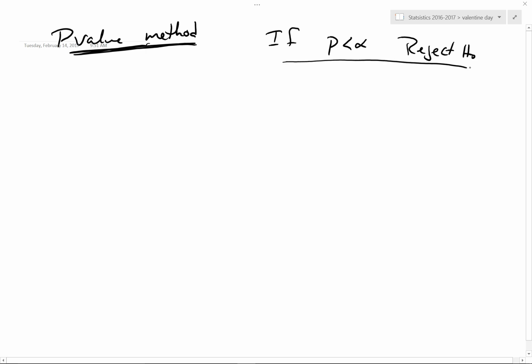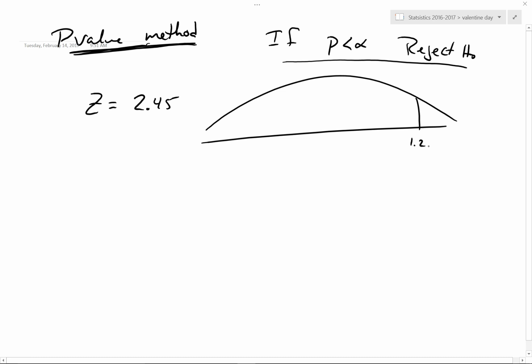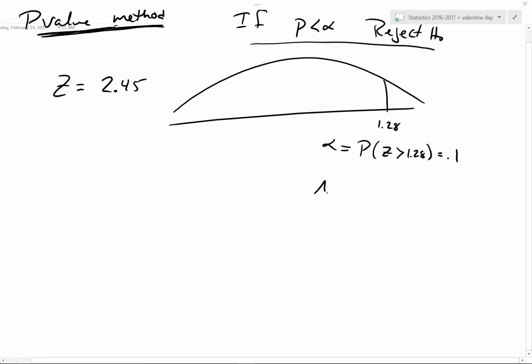We're going to talk about p-value in a jiffy. But a minute ago, we got a z of 2.45. Is that right? And the picture looked like this. Here's 1.28. What is the probability that you are bigger than 1.28? It's 0.1, because that's how you found it. This thing right here is alpha. On the spreadsheet you would use norm S dist, and the calculator would be normal CDF 1.28 to infinity, and it would come out to be 0.1.